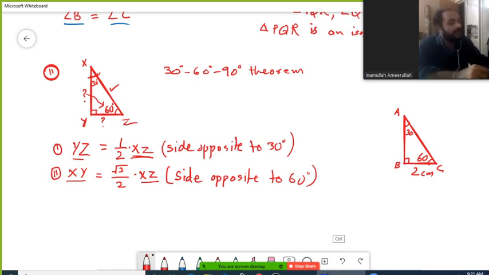Or I can make it quite simple. I just want to change this length. I tell you that this AC is of 6 centimeters instead of BC. AC is of 6 centimeters. Find the length of AB and BC. So you need to find out AB and the length of BC.